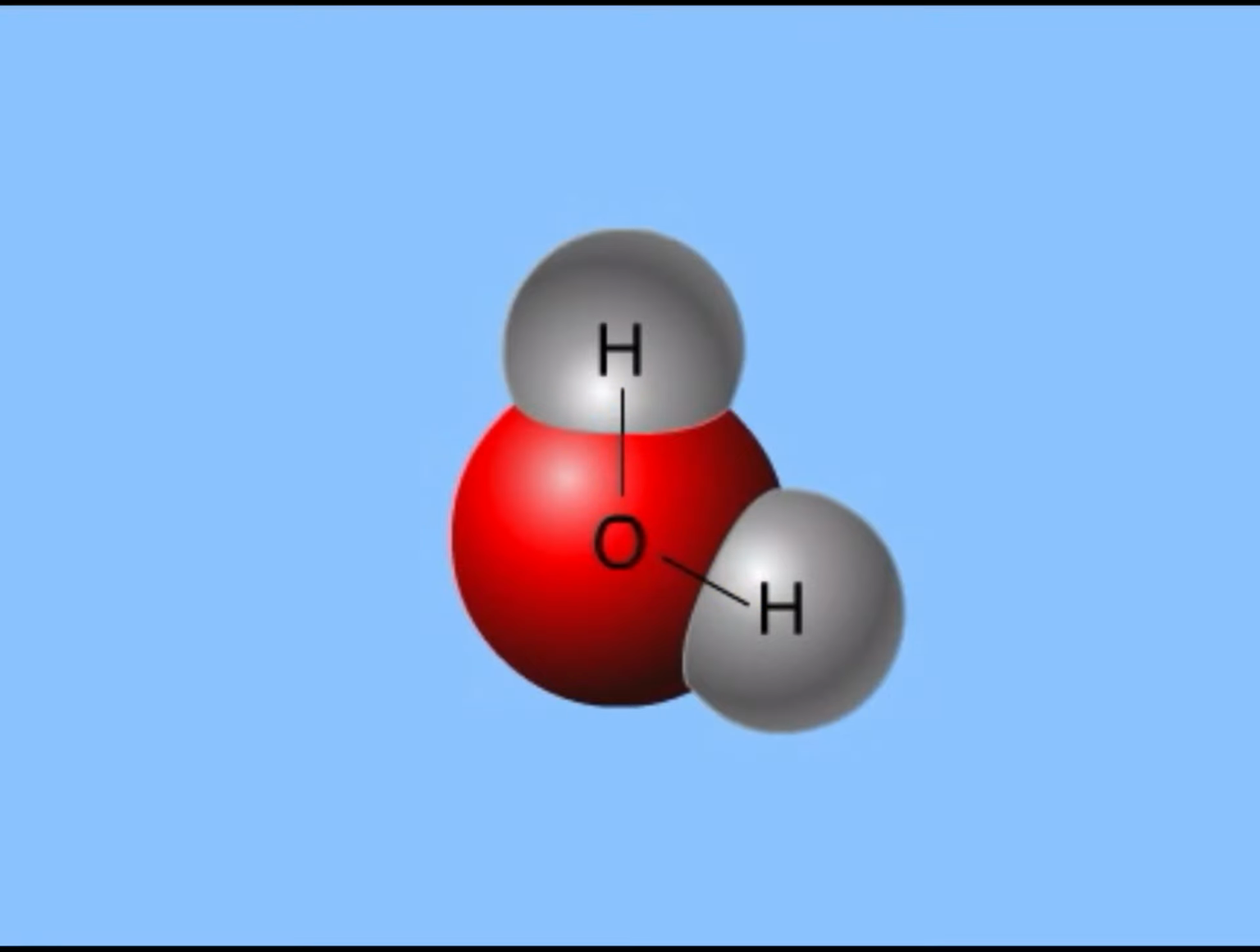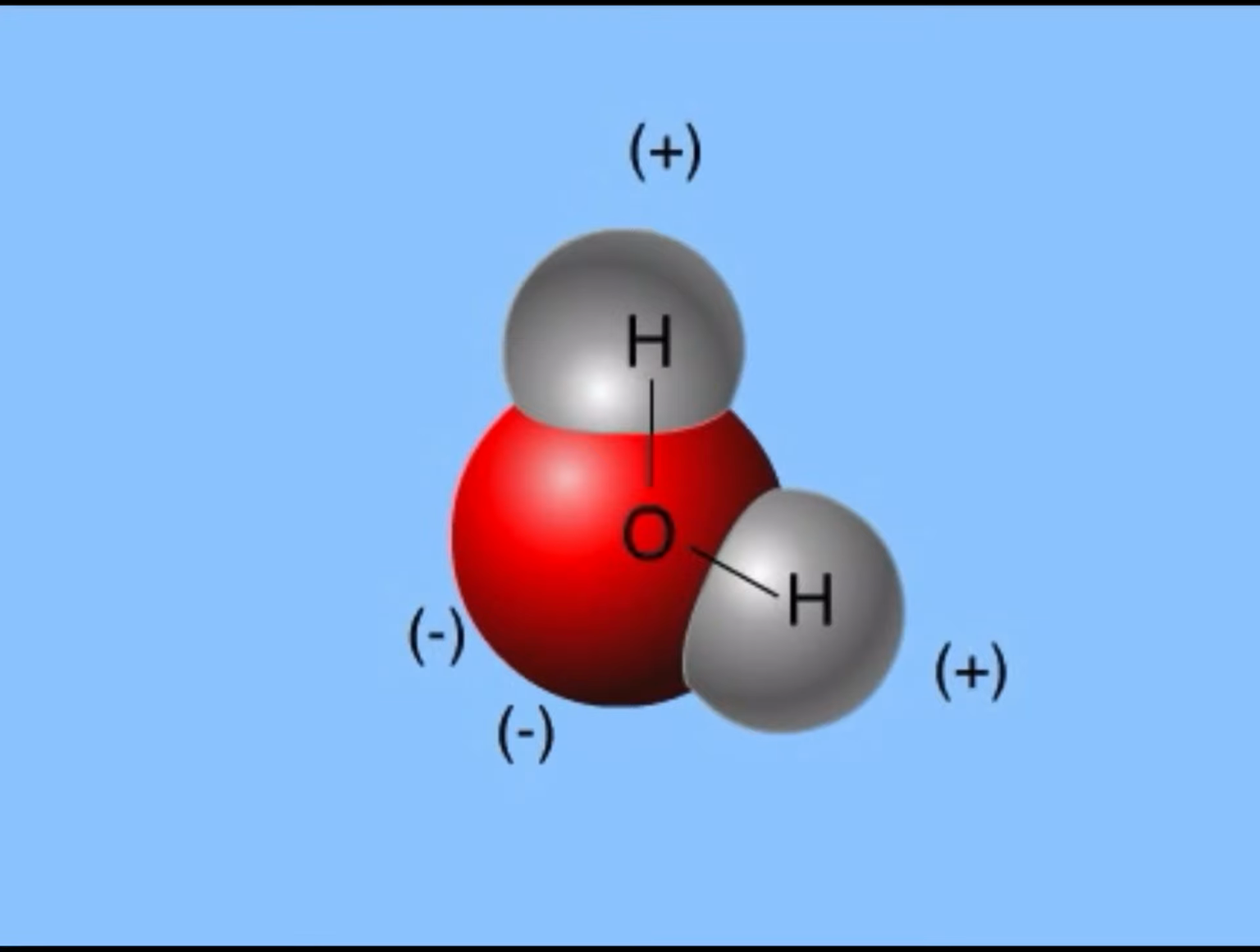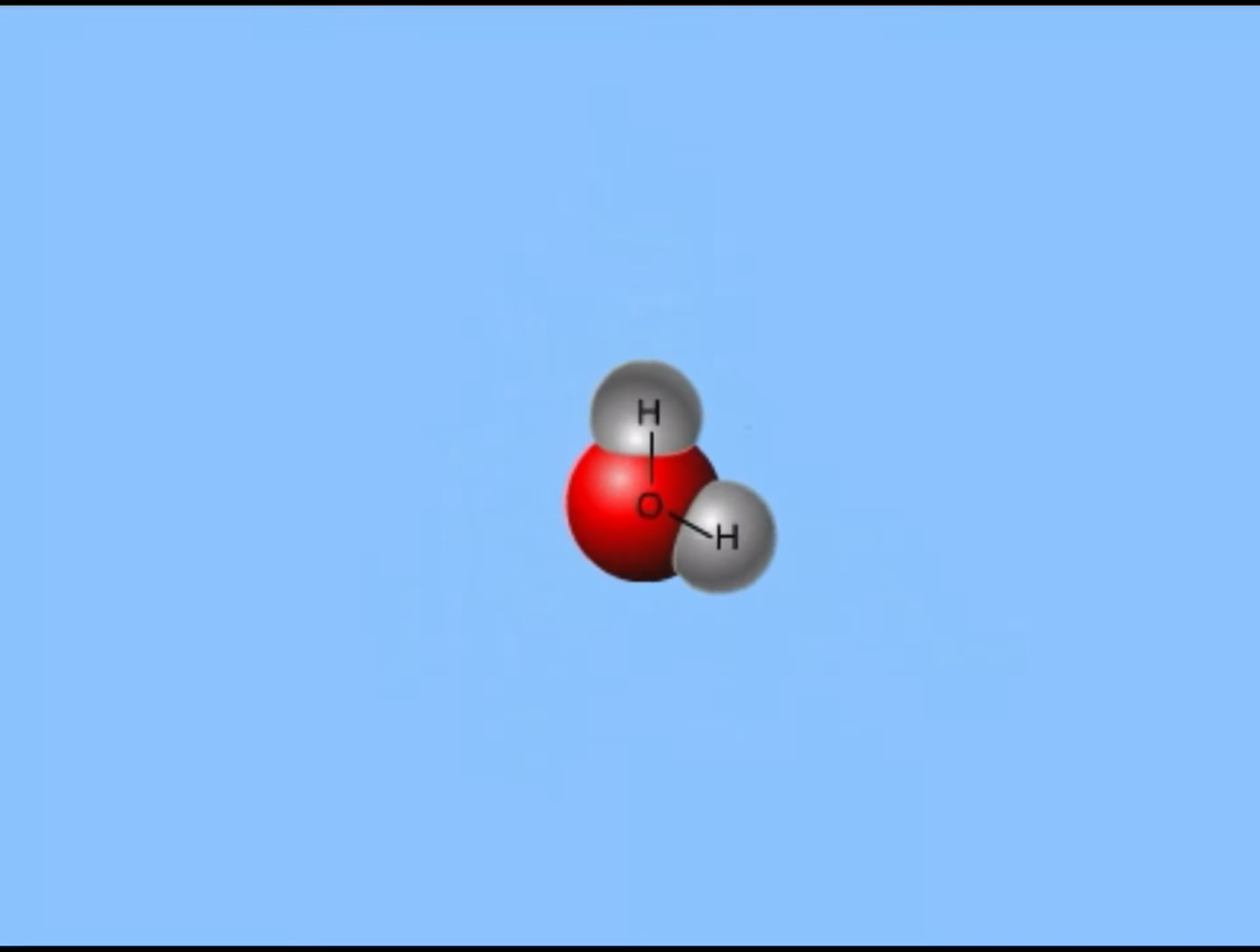Because of this unequal sharing of electrons, the oxygen atom in a water molecule actually has a slight negative charge, and each hydrogen atom has a slight positive charge, even though the water molecule as a whole is neutral. Because of the unequal sharing of electrons and the resulting positive and negative poles, a water molecule is said to be polar. The polarity of water molecules causes them to be attracted to each other.